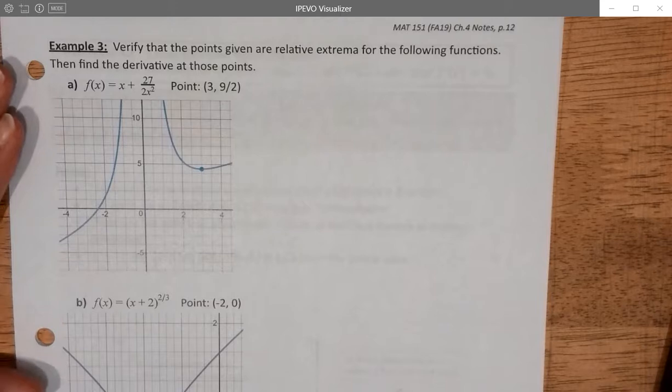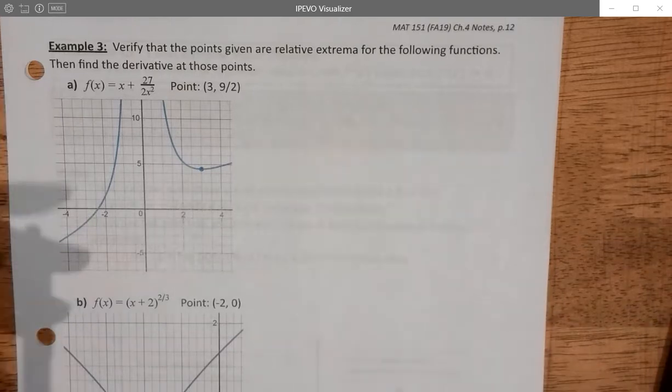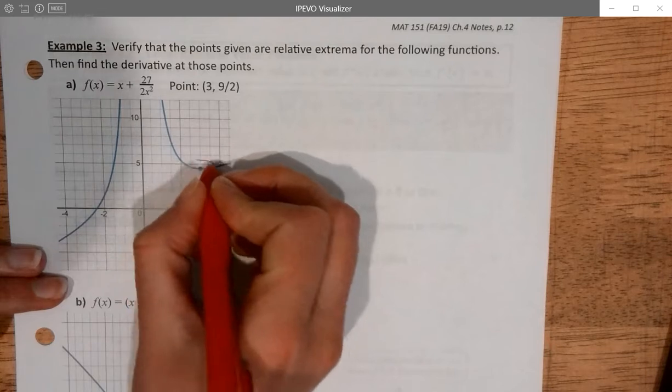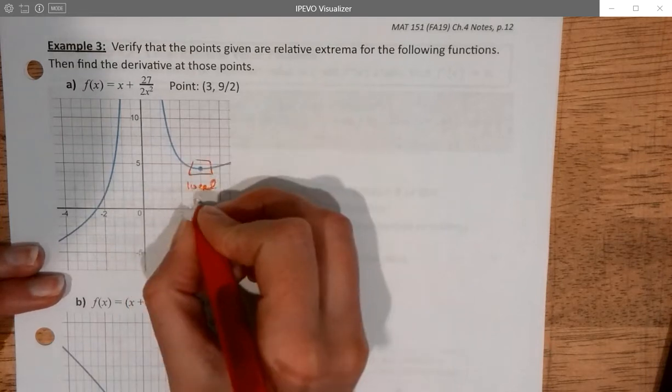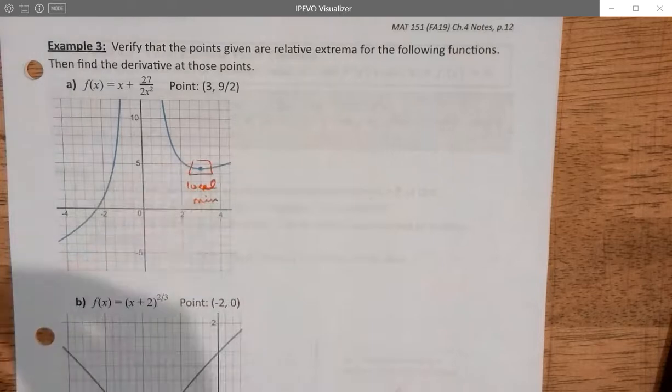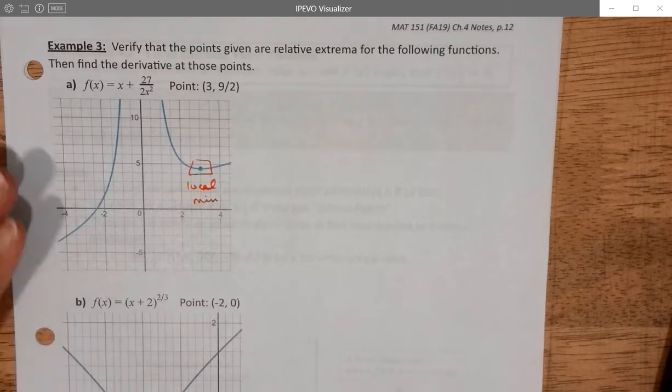Example 3, verify that the points given are relative extrema for the following functions, then find the derivative at those points. Okay, so the first point appears to be a local minimum because it is the smallest point in its bubble. So it does look like it is a relative local minimum. Then it says find the derivative at those points. So let's do that.